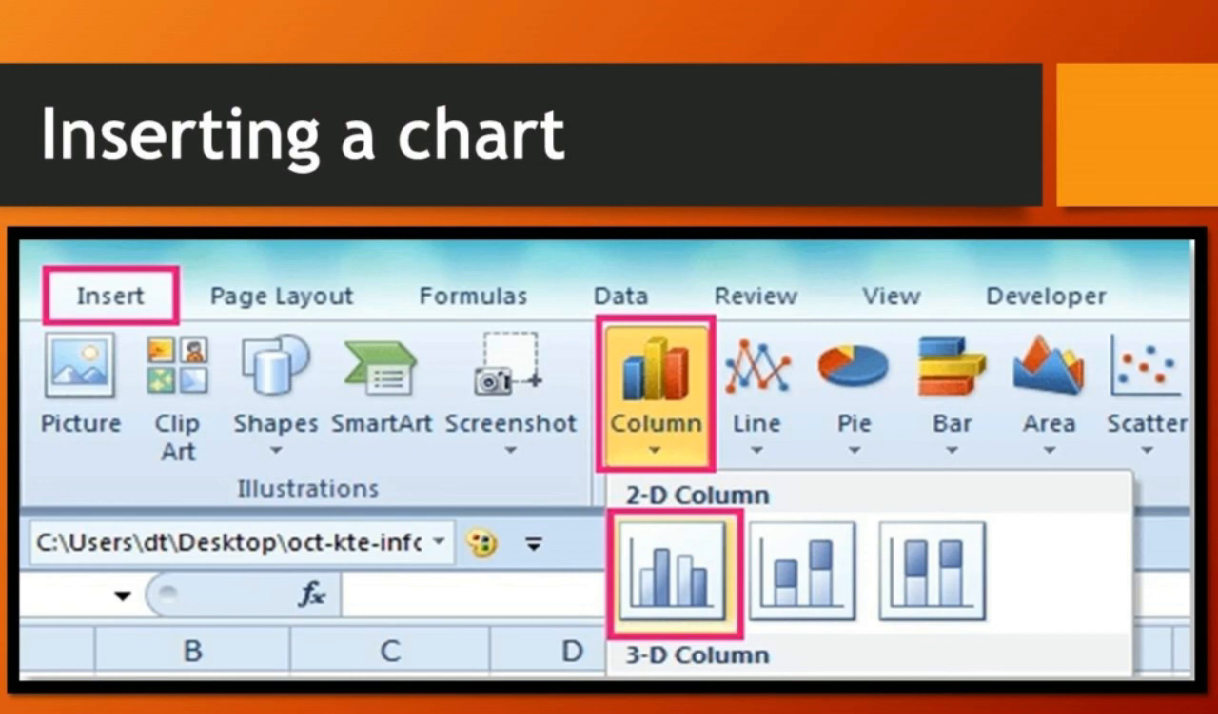Inserting a chart. One of the most important features of MS Excel 2007 is the creation of chart. Let's see the steps to create a chart. Step 1. Select the range of data. Step 2. Click on Insert tab of the ribbon. Step 3. From the Charts group, select the type of chart. Step 4. Select the subdivision as per the requirement.